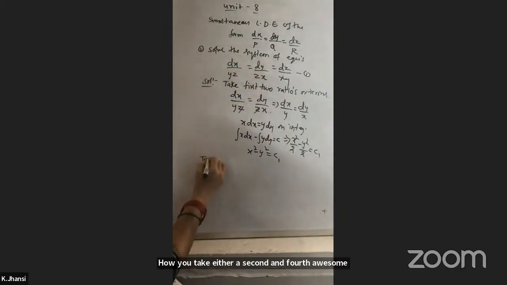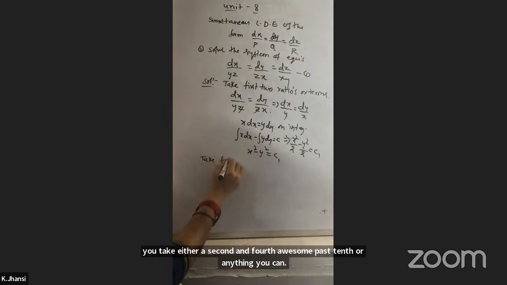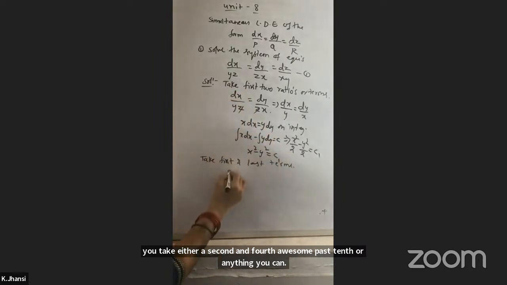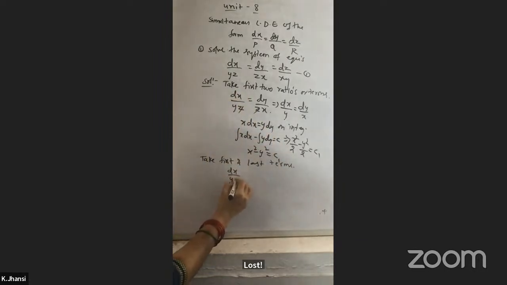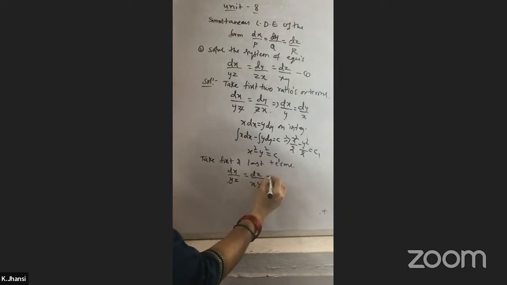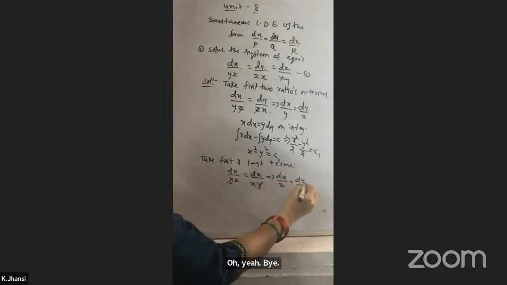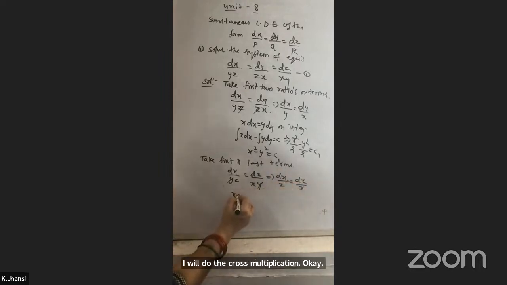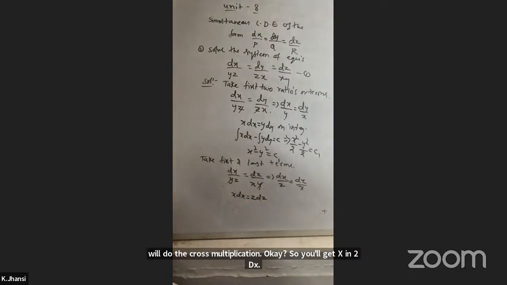Take first and last term. So first is dx by yz equals to last one is dz by xy. So your y will get cancelled. Now we get dx by z is equals to dz by x. Now you do the cross multiplication. Okay. So you will get x into dx is equals to z into dz.